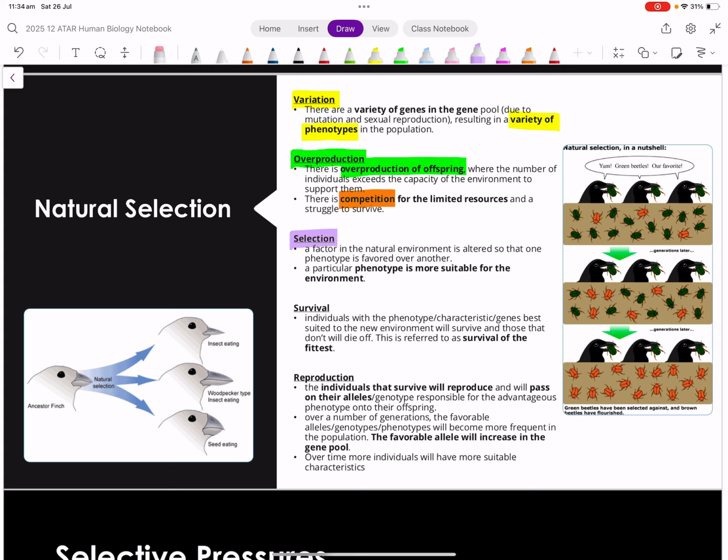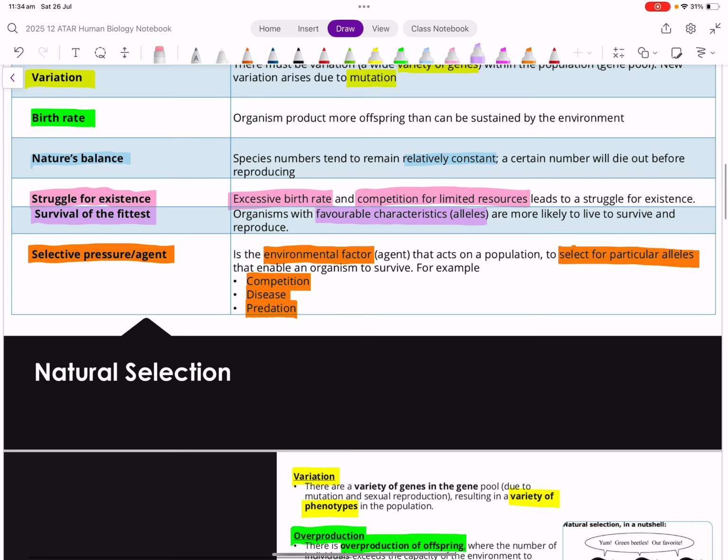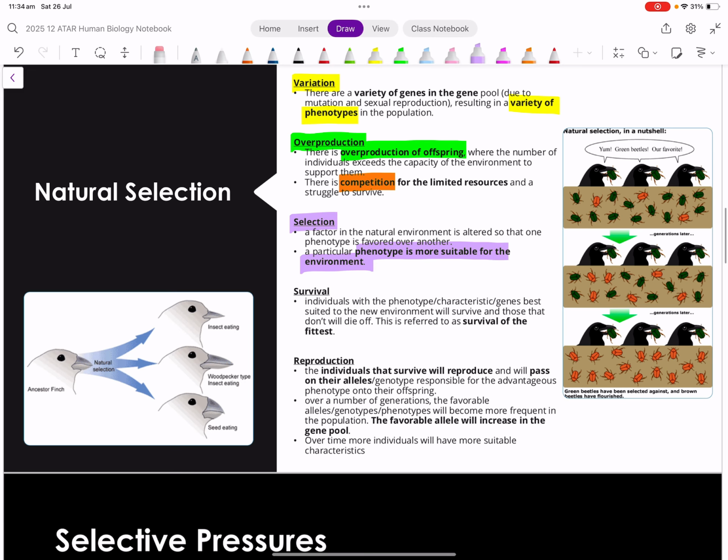This selection is where one phenotype is more suitable for the particular environment than another, and this is going to lead to this idea of the survival of the fittest, where only those with the best phenotype for a particular environment will survive, and those who don't have that phenotype will not survive. So this is survival of the fittest in here.